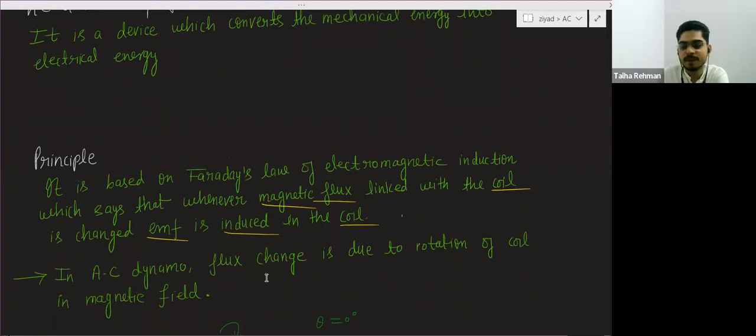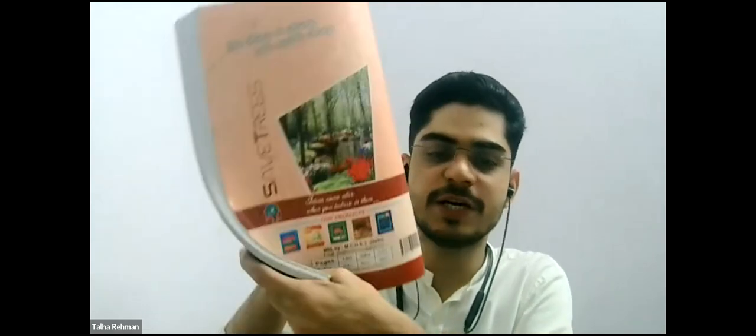So basically, what happens in an AC generator? You can imagine there is a magnetic field in this direction. These are the magnetic field lines. This is the direction of the magnetic field, and you have one coil, and this coil is rotating in the magnetic field by some external agent, an external force. This coil is rotating.